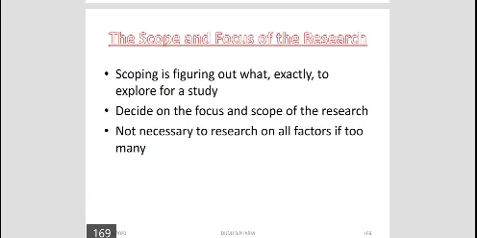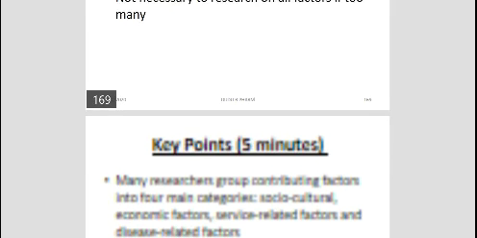Let's see the scope and focus of the research. Scoping is figuring out what exactly to explore for a start. Decide on the focus and scope of the research. It is not necessary to research all factors if there are too many. That's why we do that selection of the core factors to run with or to research.